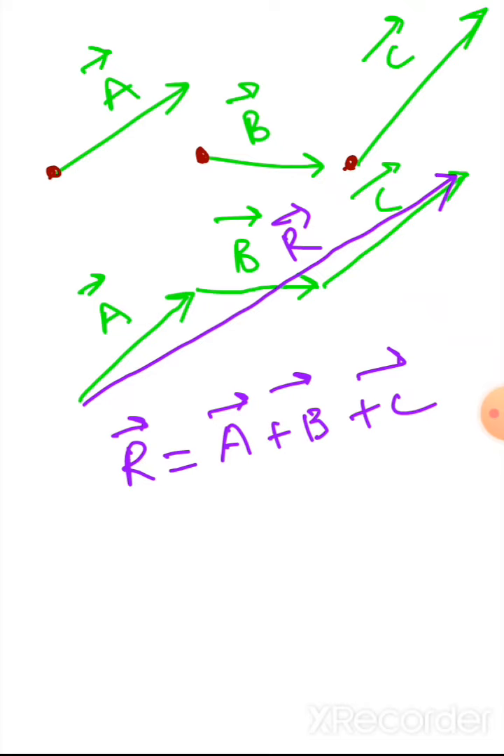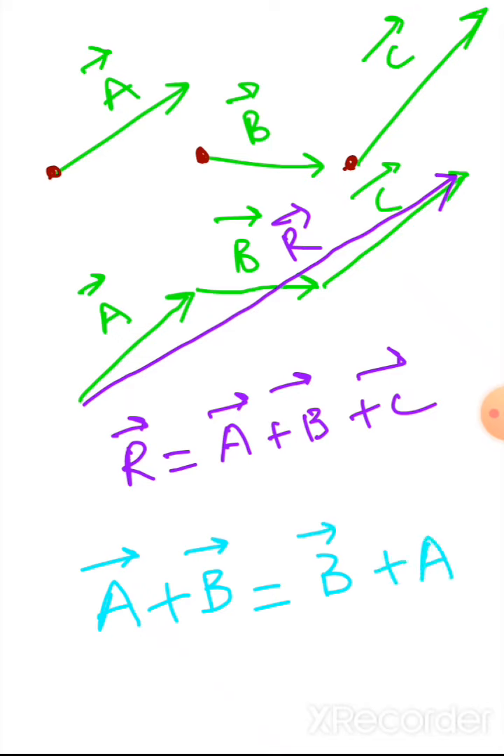A property which is very common in vectors is the commutative property. The commutative property defines that when we add two vectors A and B, this is the same as adding B to A. This is the commutative property of addition of vectors. So A plus B is the same as B plus A. This is all about the addition of two or more vectors.